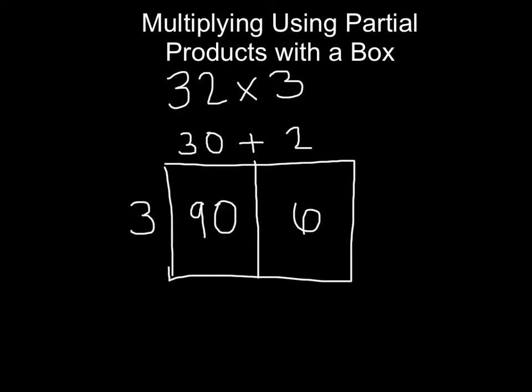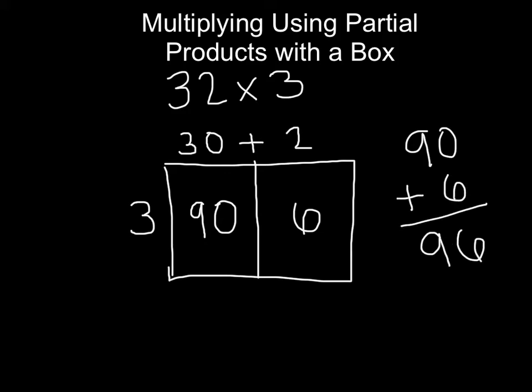And then we just add 90 plus 6, and we could do that over here. Real easy. You could probably do it in your head. So then your answer is 96. And that's the answer. So it's partial products because you've got a part and a part in the window. We're breaking it up into two parts. Got it. All right, let's do some erasing.